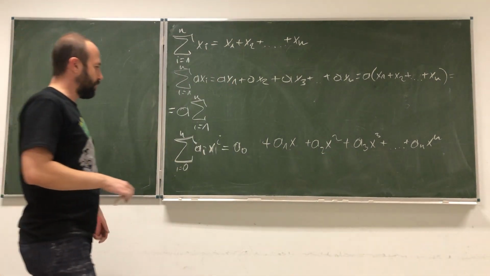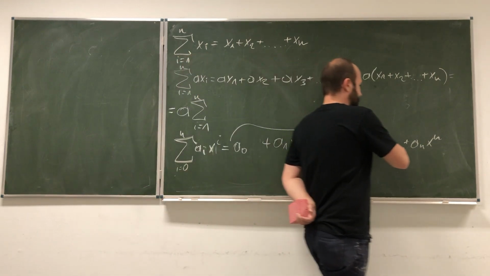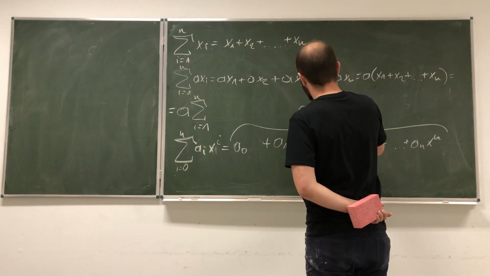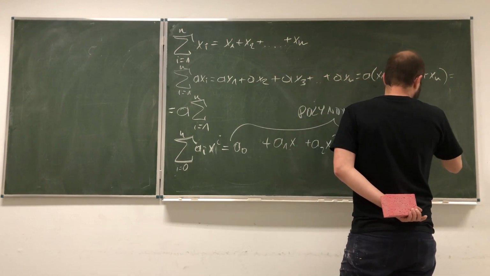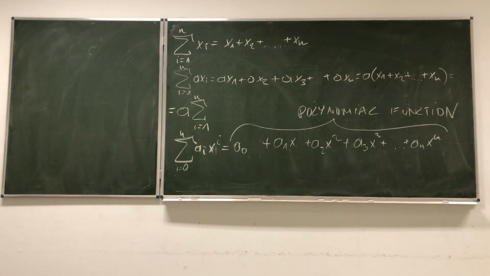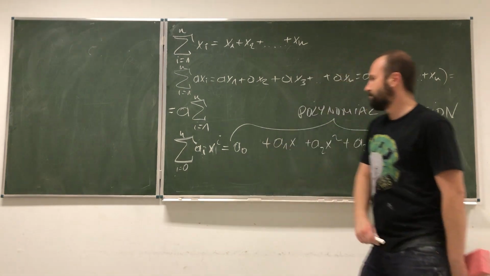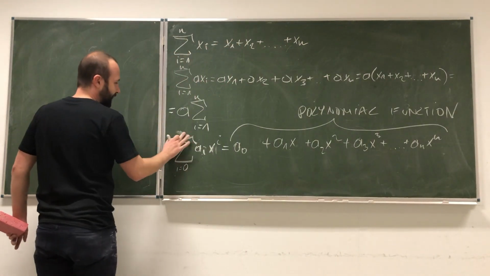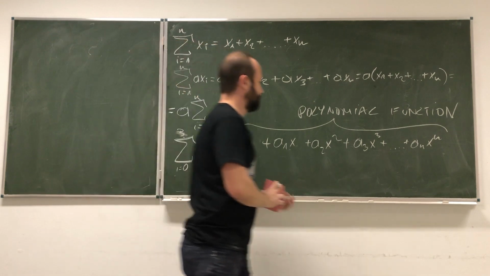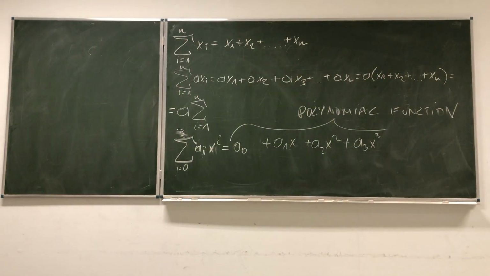Well, this is nothing more than the formula for a polynomial function. So look how useful the sum symbol is. Instead of writing such a long formula for a polynomial function, we could have just used this. And it means exactly the same thing. And of course, if I'm only interested in a polynomial of order 3, it's great, right?